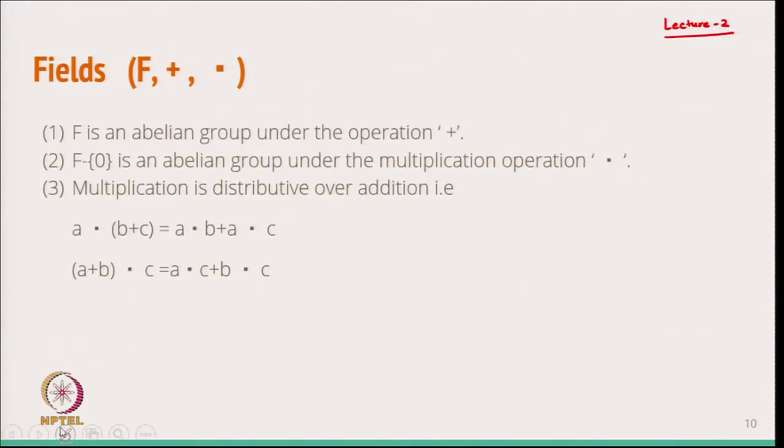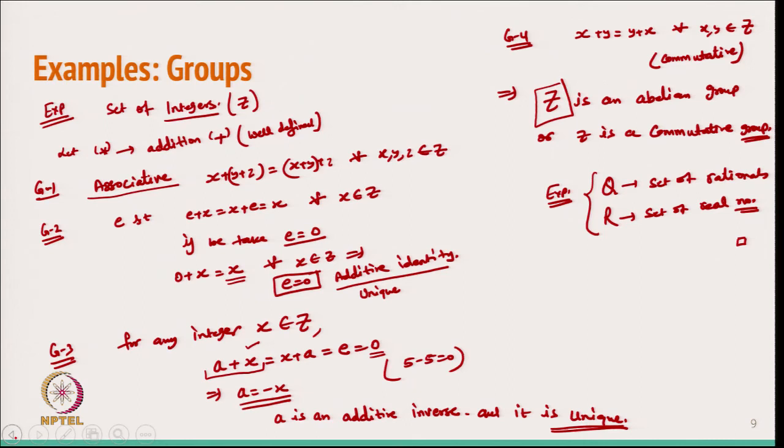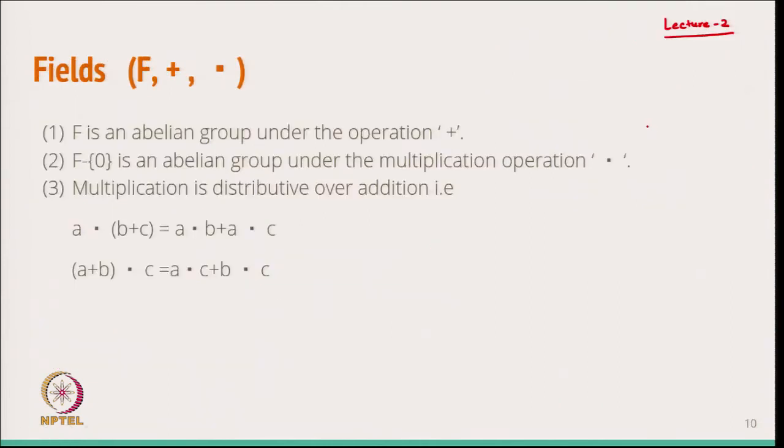In the previous lecture we started with groups, and we showed that the set of integers is an abelian group under the binary operation addition. In the same way, the set of rational numbers or real numbers is also a group under addition, and we can show that they are also abelian groups under multiplication. After that, we are going to start with another structure, that is field.